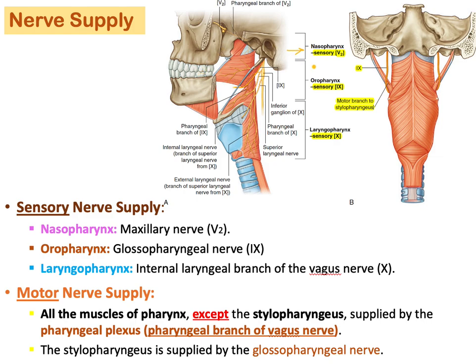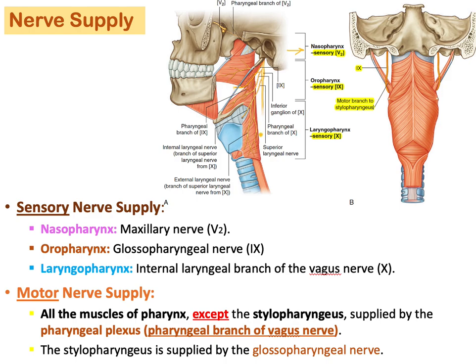Now the oropharynx, the sensation from there is through the glossopharyngeal nerve. How can you remember that? Remember that the glossopharyngeal nerve passes from here to carry the sensation and taste from the posterior third of the tongue. That means close to it in the oral cavity. That means, remember, cranial nerve number 9, glossopharyngeal nerve.